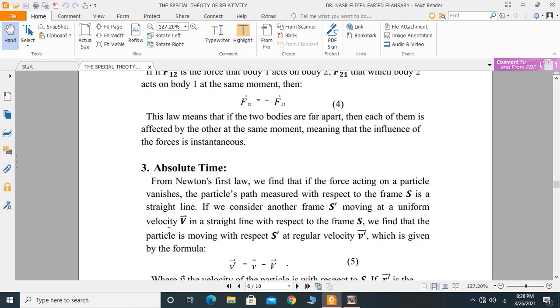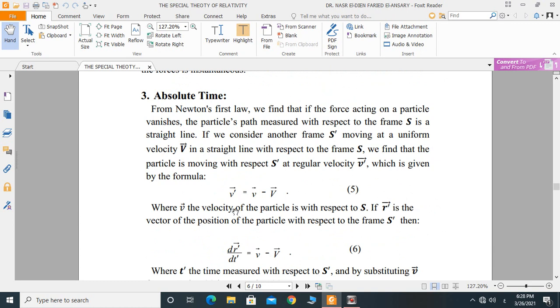moving at a uniform velocity capital V in a straight line with respect to the frame S, we find that the particle is moving with respect to S dash at regular velocity v dash, which is given by the formula v dash equals v minus capital V, where v is the velocity of the particle with respect to S.